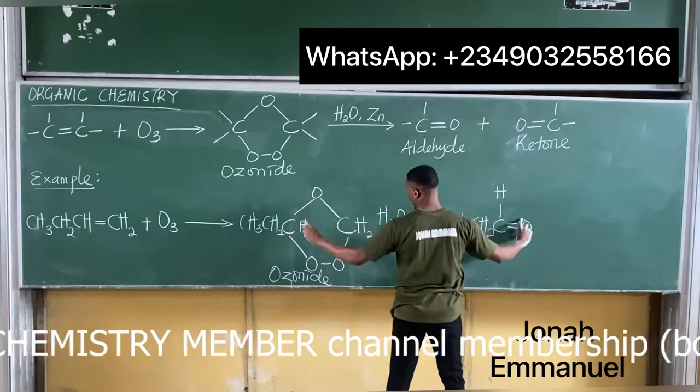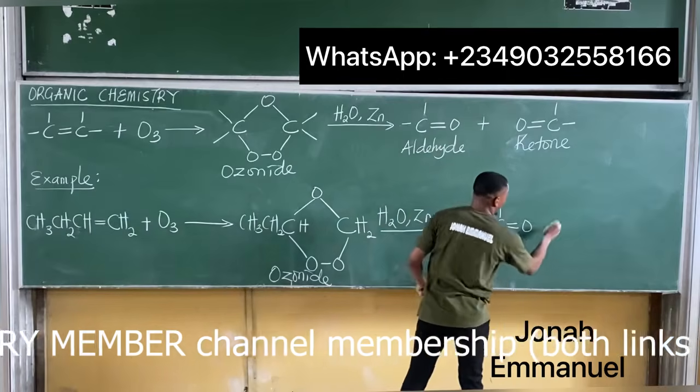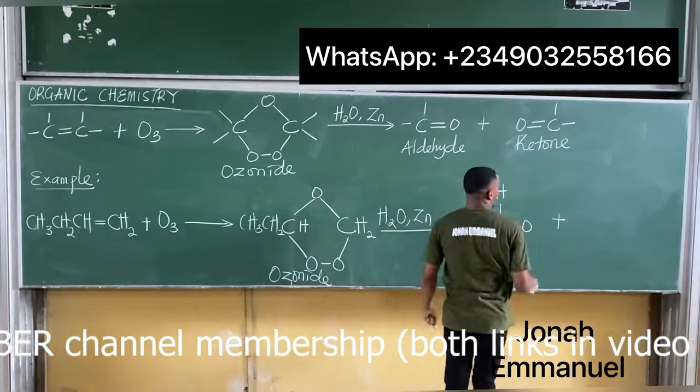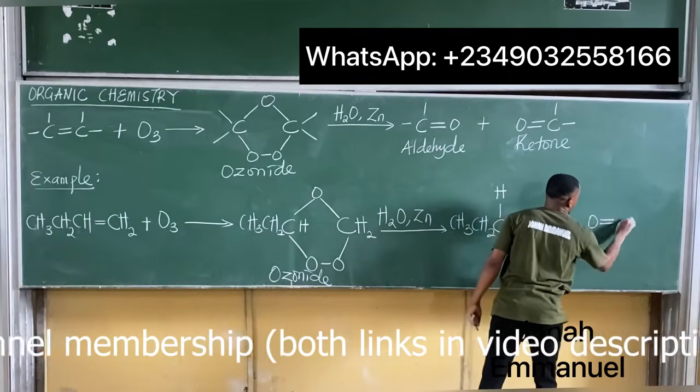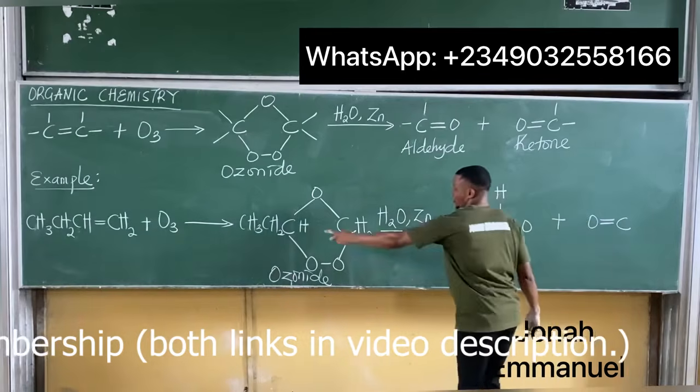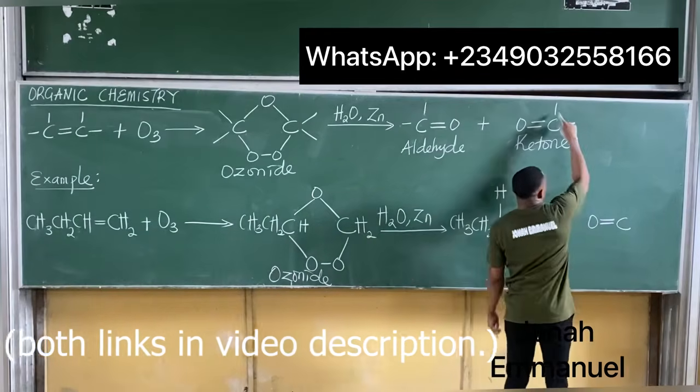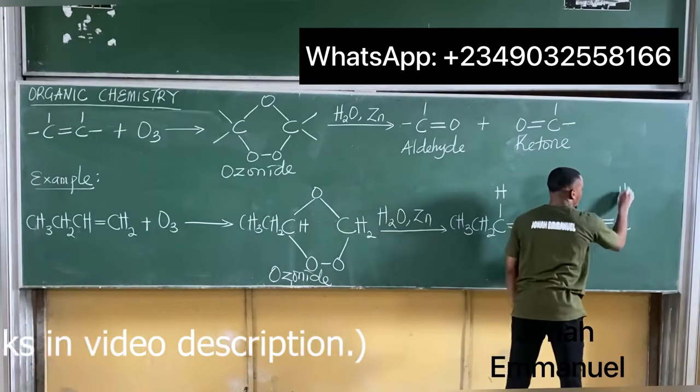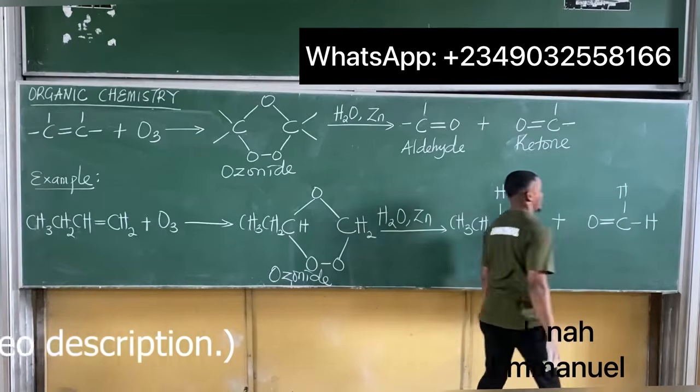Then this one here, plus what would this one be? O like this into C. How many H there? So I'm having these two. You know how it should look: one here, one here. That's it.